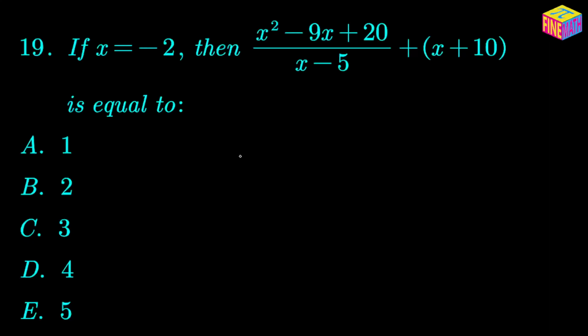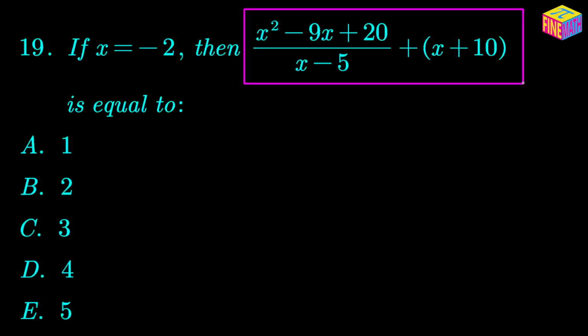So let's get started. The question says that if x is equal to -2, then what is the value of this large expression? Let me highlight it. Here is an algebraic expression and we have to find its value if x is equal to -2. That means we have to substitute the value of x everywhere. Wherever you see x, we plug in a -2 and then simplify it and find out the actual value of this expression.